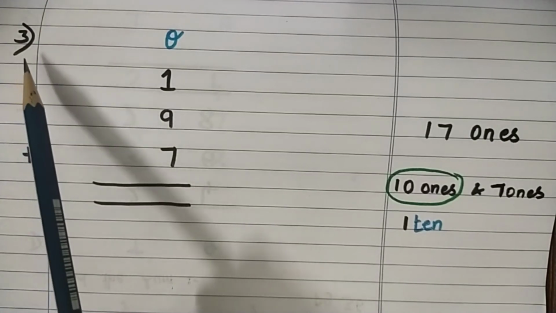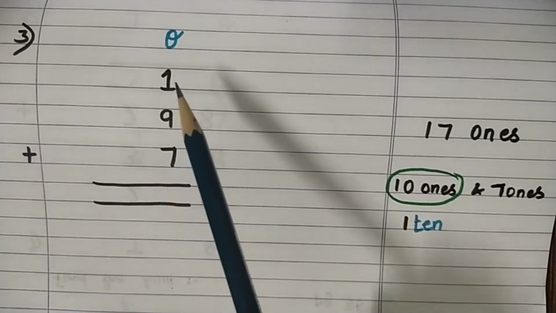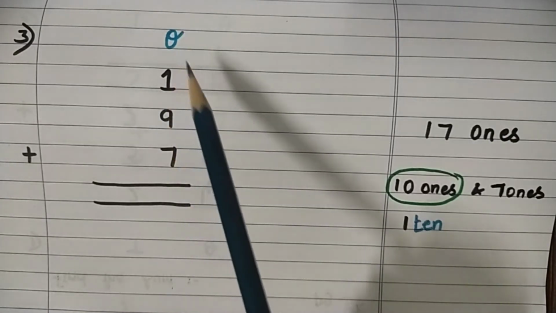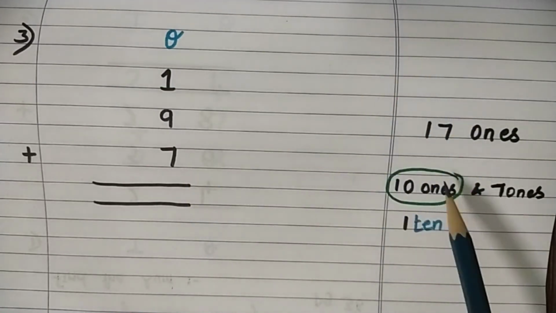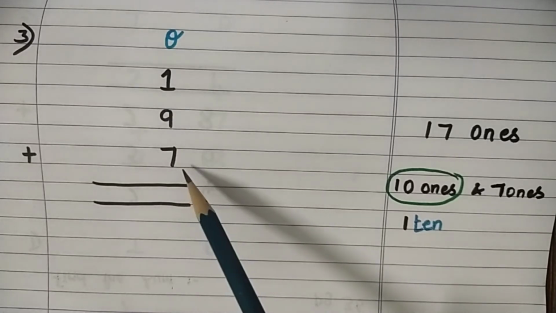Let us see the third example sum, children. Addition of 3 single digit numbers. In this we have 1 one, 9 ones and 7 ones. We are going to add this in mind without using a working column, children.